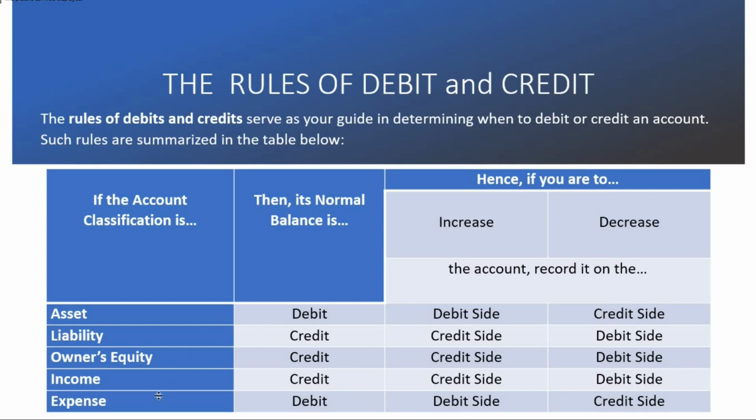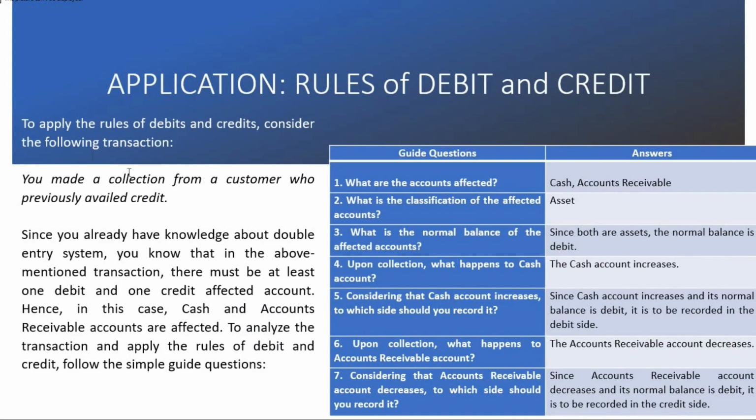What about expense? So, expense, the normal balance of that is debit. So, if you want to increase the expense, then you have to record it in the debit side. But if you want to decrease it, then you have to record it in the credit side. Okay? So, let's proceed to the application of the rules of debit and credit.